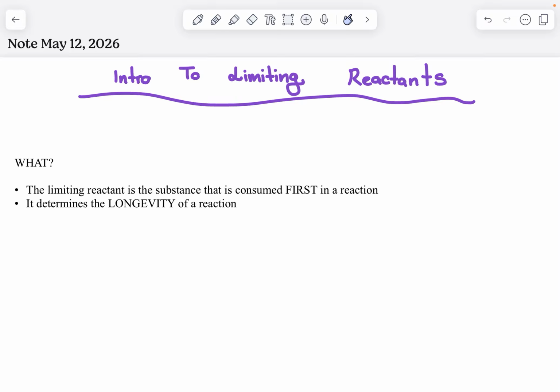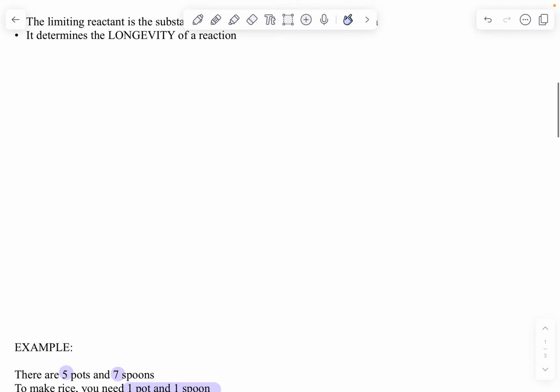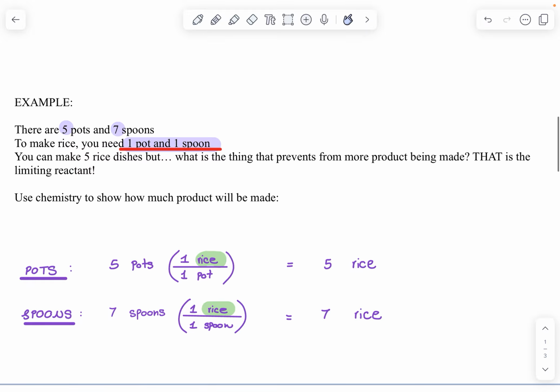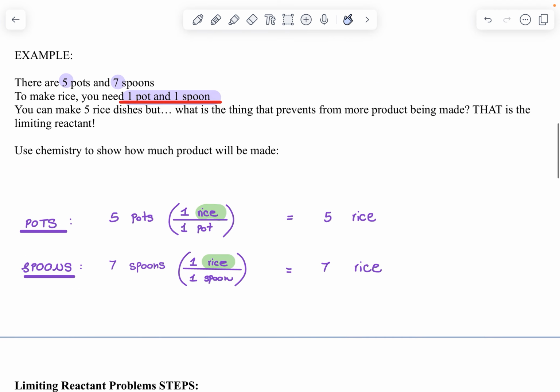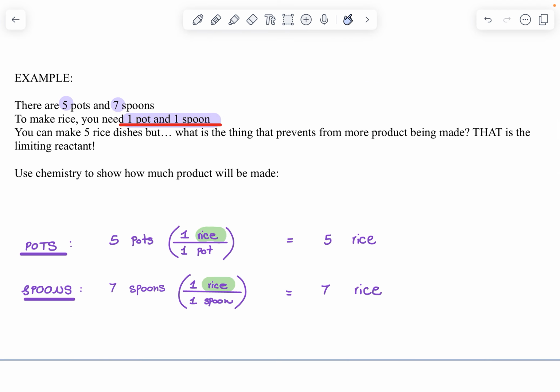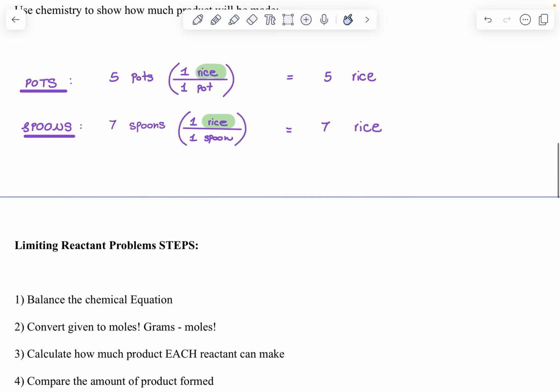So let's look at this concept in a simple real life example. Here we have an example with 5 pots and 7 spoons, okay? To make rice, you need 1 pot and 1 spoon. So let's look at this in a chemical sort of view. I have my steps for limiting reactants here. Step number one: balance the chemical equation, right? Here, it's not necessary, it's not a question, so we're going to skip that. It's a simple example right now. We're going to go to step number 2.